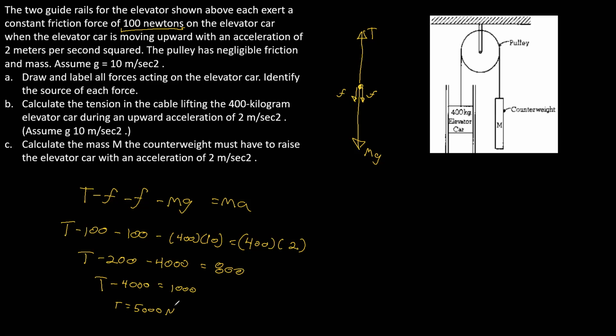C, calculate the mass m the counterweight must have to raise the elevator car with an acceleration of 2 meters per second squared. There are two ways to go about this problem. So we will go with the easy way first. This is only easy because we already had to do parts A and B. And that would be for the counterweight, it should have tension up, gravity down, and its tension minus its gravity should equal its mass times acceleration. I suppose technically, to stay with the convention in the problem, I should go with capital M's.